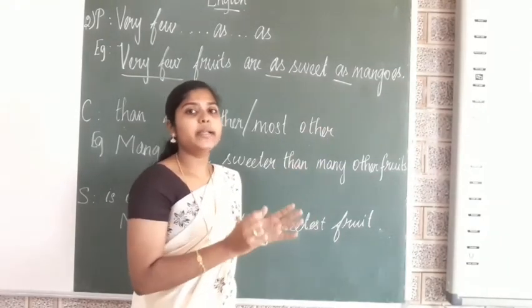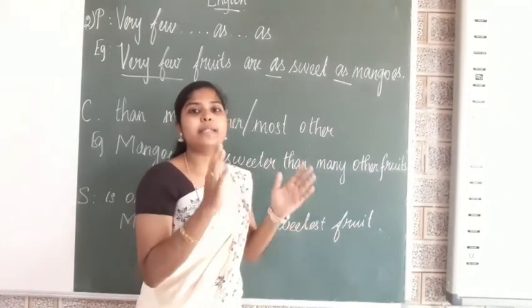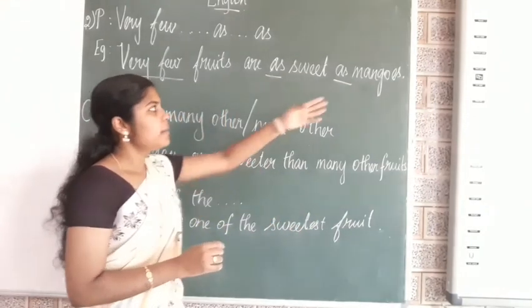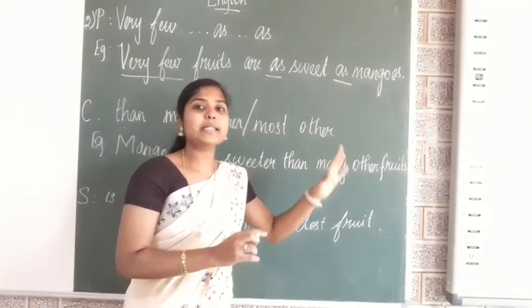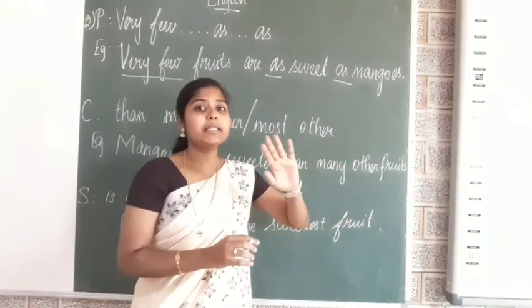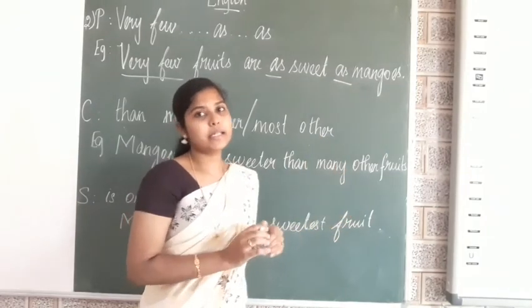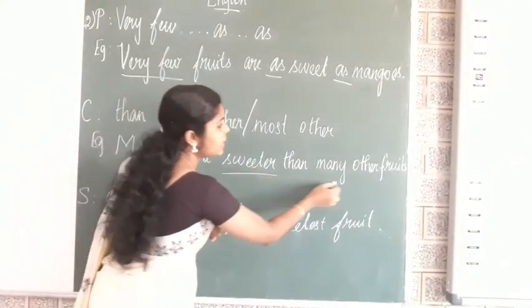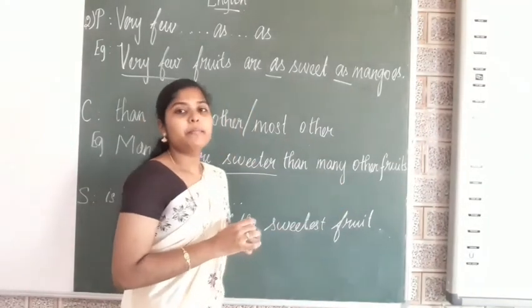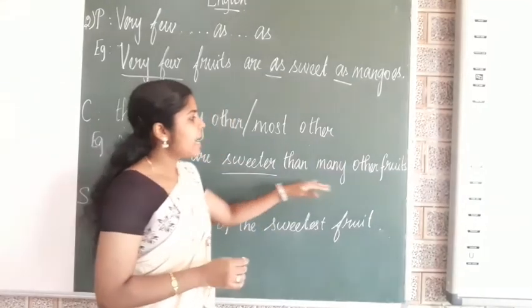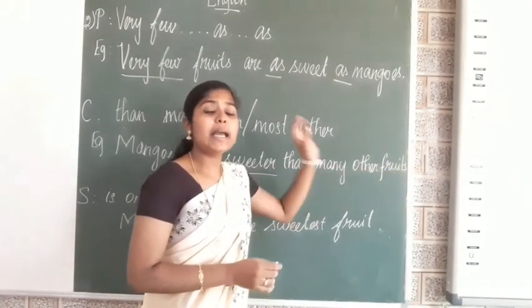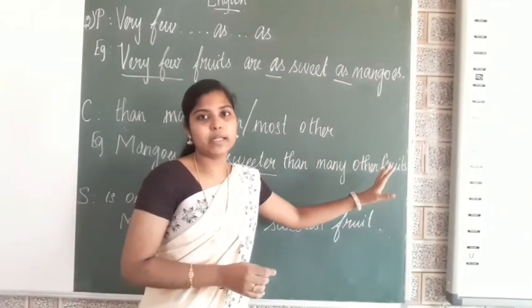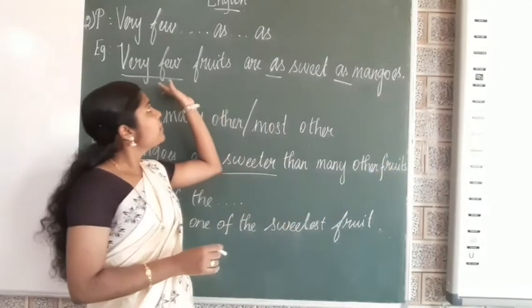Majority, not on the whole, but maximum. So we are going to compare mangoes with the maximum fruits, not the entire fruits. So how can we write? Mangoes are sweeter than many other fruits, not than any other fruit, which means completely the rest of the fruits are not sweeter.